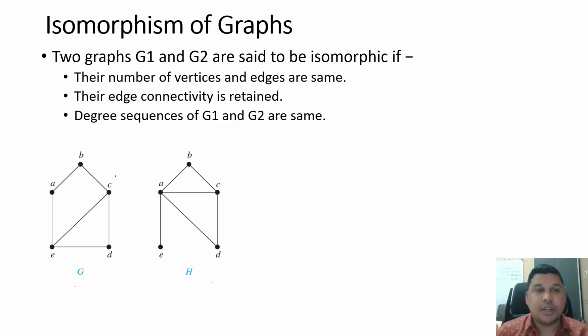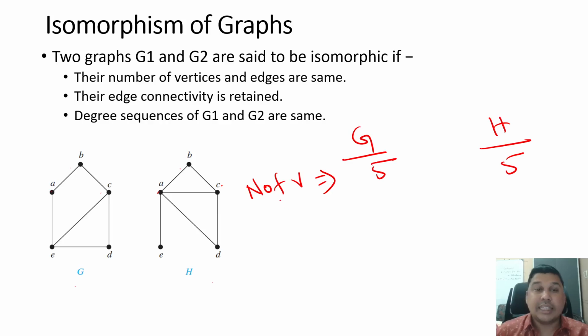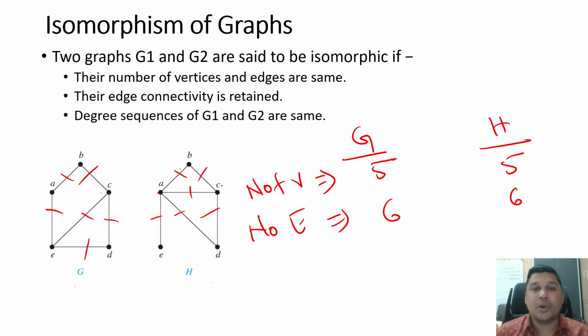G and H. How many vertices are there in G? 1, 2, 3, 4, 5. So this is G and this is H. The number of vertices in G is 5, and in H it is 1, 2, 3, 4, 5. It's again 5. Then count the number of edges. 1, 2, 3, 4, 5, 6. It is 6. Whereas here, 1, 2, 3, 4, 5, 6. It is 6. So the number of vertices and the number of edges are the same.